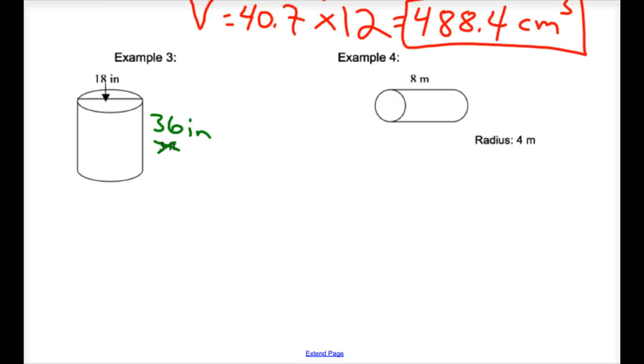Alright. The next one is pretty simple as well. Don't worry about that one. Jump to the next page. Let's do one of the combined figures. It takes a while.